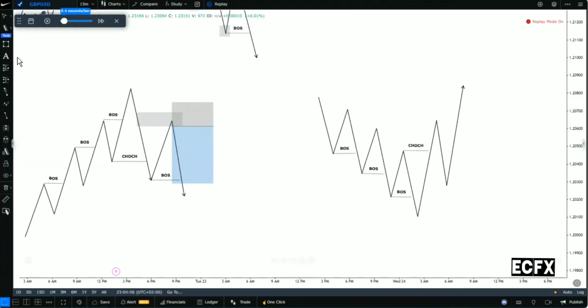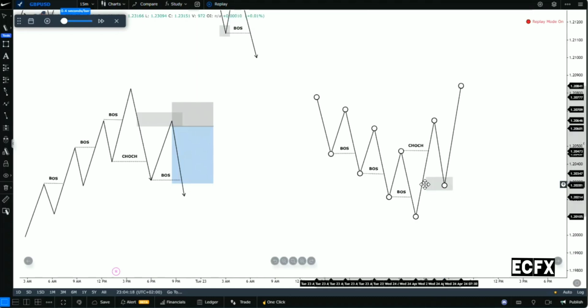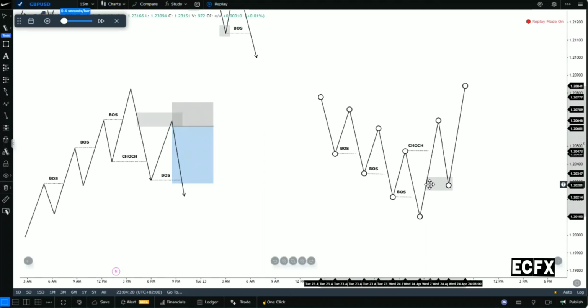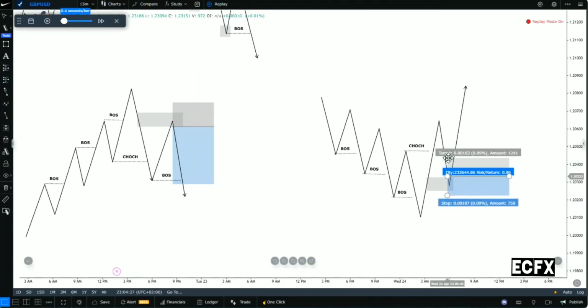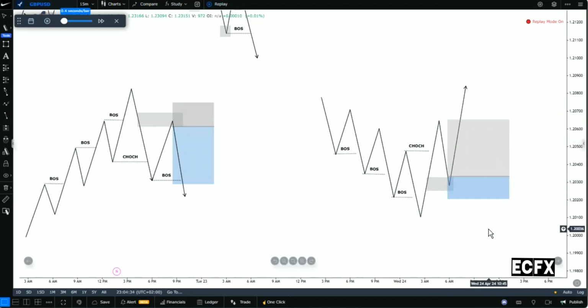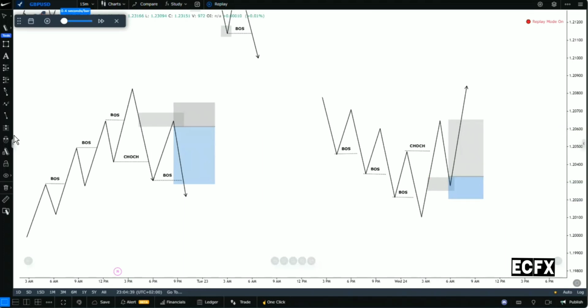Then once again, since we identified a level which is the change of character, we mark out a level that we would like to take a position from into the buy side, right? So from here, we would then be looking for a position into the buy side of this trade, targeting the previous highs, right?